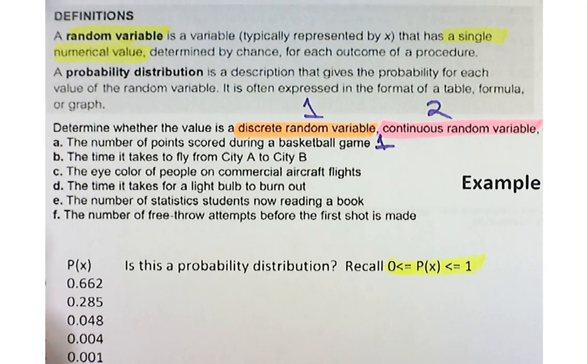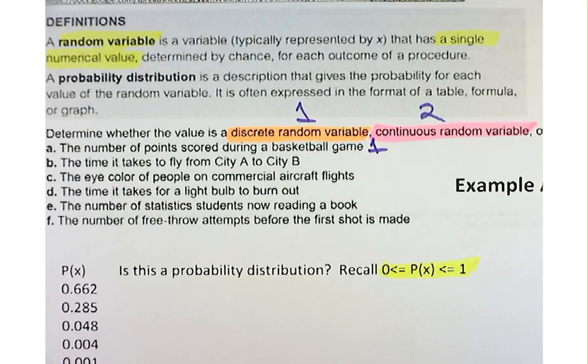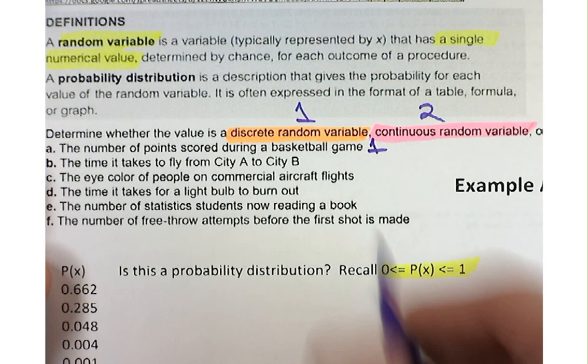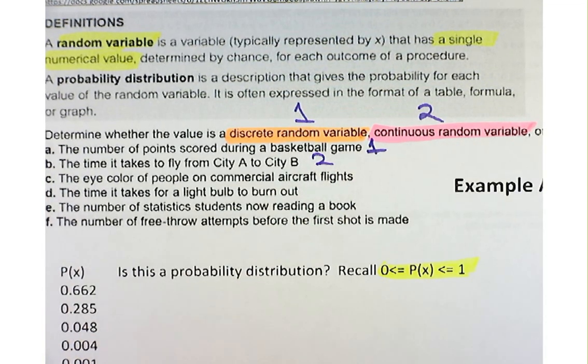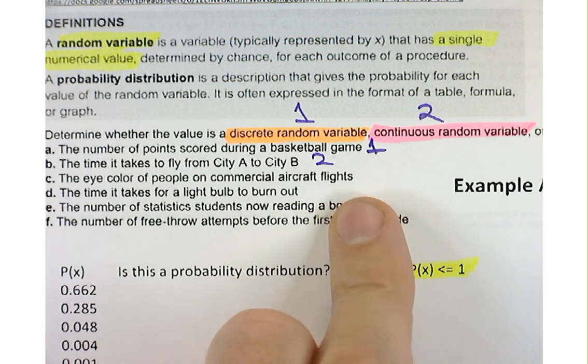How about the time that it takes to fly from, say, Detroit to Chicago, one city to the next? Omar? 2. Yeah, time could be anything in some interval. So from 0 to whatever. Hopefully not terribly long if you're going just from Detroit to Chicago.